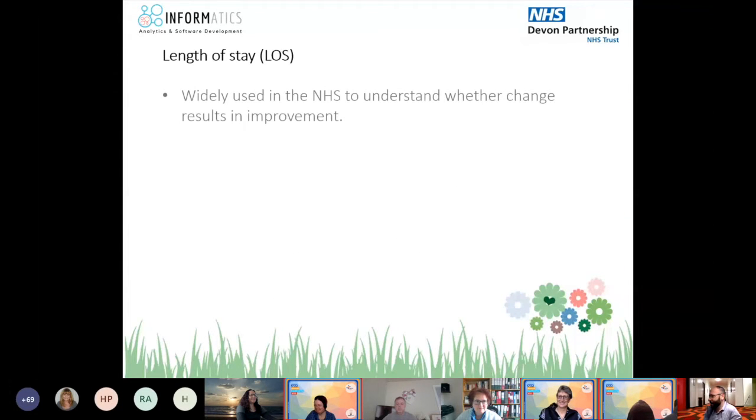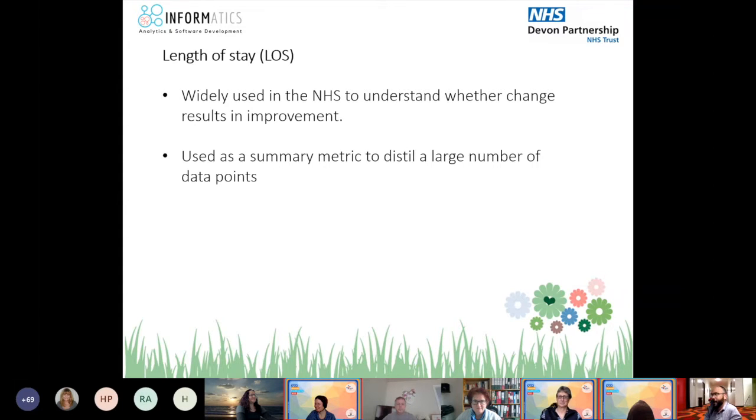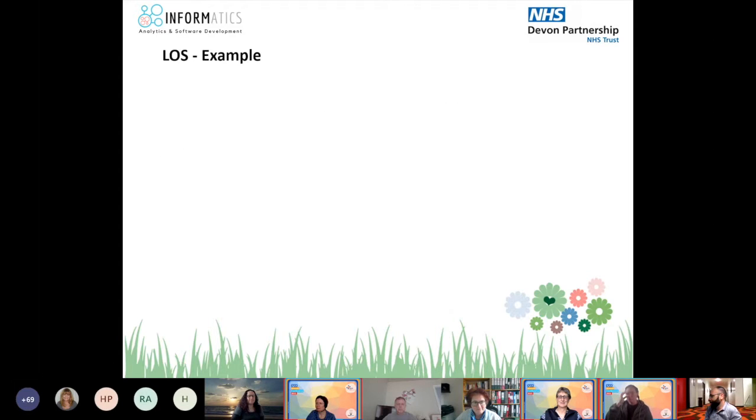So length of stay, absolutely classic thing used widely across the NHS. And it's all about trying to provide some summary statistics, to pull down a load of different things and try to get a summary. However, it does have some problems by using an average, which we will have a look at. So probably best by looking at an example.